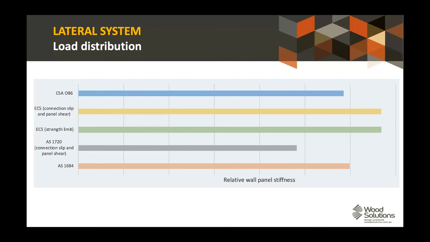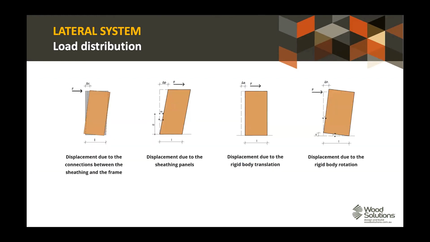And you can see that in the world of predicting stiffness, these are virtually the same. Stiffness prediction of particularly fasteners and timber is a very tricky thing. And these models are all very, very close. So diagrammatically, this is what we're talking about. Displacement of the connections, shear of the sheathing, sliding of the rigid body, and rotation of the rigid body.